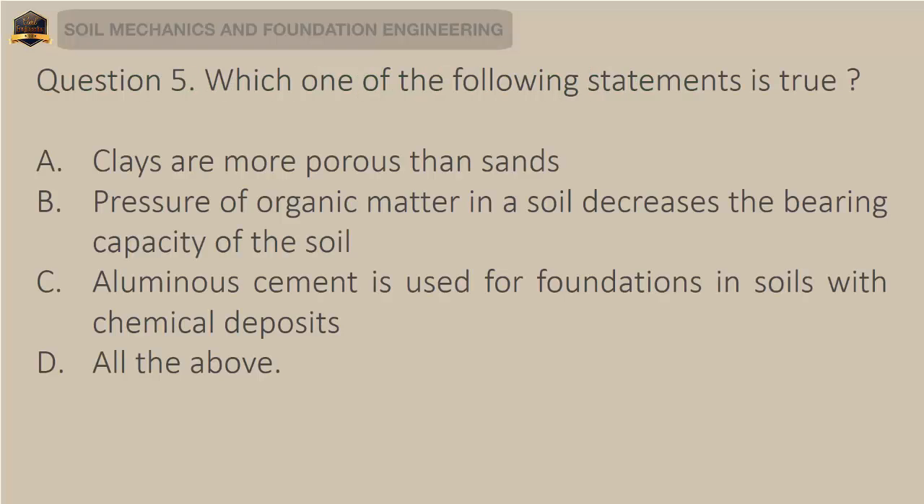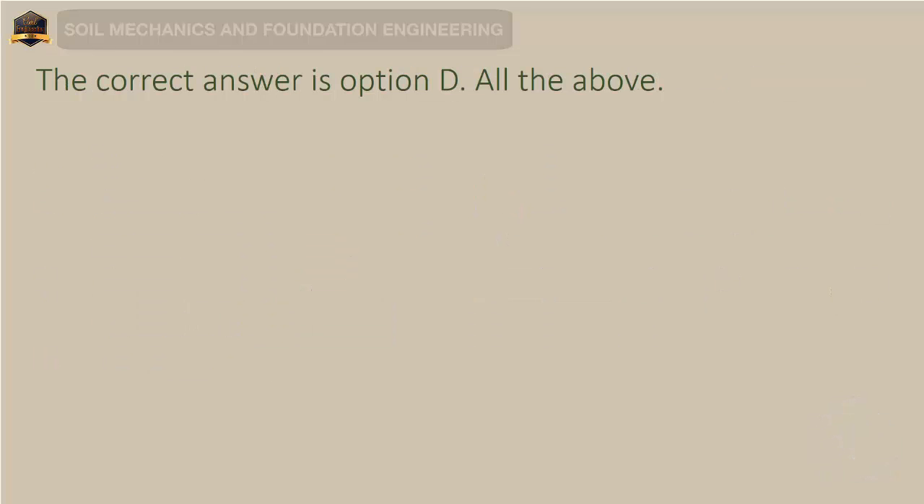Question 5. Which one of the following statements is true? A. Clays are more porous than sands. B. Presence of organic matter in a soil decreases the bearing capacity of the soil. C. Aluminous cement is used for foundations in soils with chemical deposits. D. All the above. The correct answer is option D. All the above.